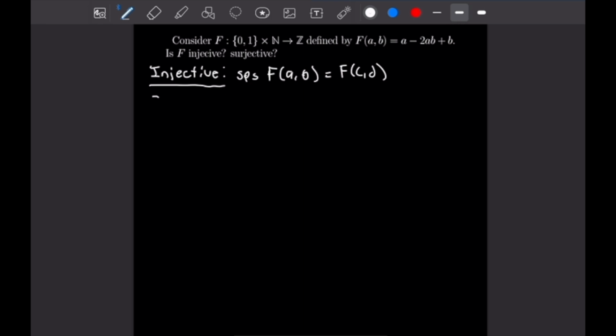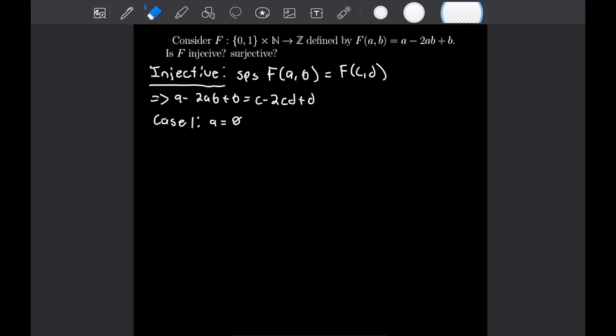Great, so if we have this functional relationship, we can write the following equation: a - 2ab + b is equal to c - 2cd + d. And so from here we can break it up into cases. Let's start with case number 1, and case number 1 will be that a is equal to 0. That's because of our definition of our function: our a and c must come from the set {0, 1}. Great, so if a is equal to 0, we can rewrite the left-hand side of our equation to be b is equal to c - 2cd + d. But we can rewrite that in the following way by factoring out c. So this will be equal to c times (1 - 2d) + d.